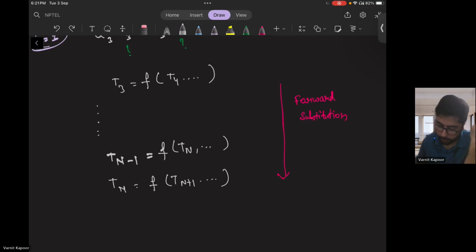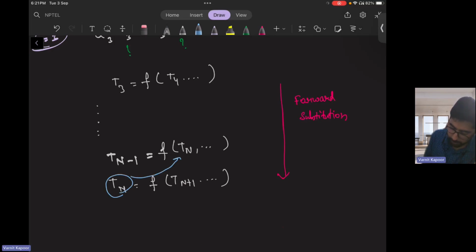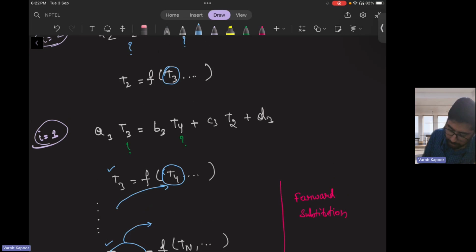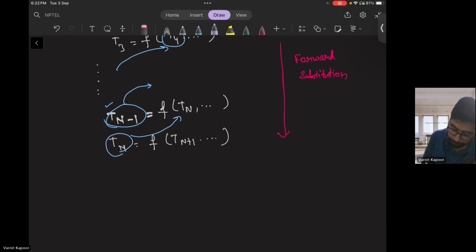All right. So you put the value in here, you get Tn minus 1. You put this value again back, you get Tn minus 2. Similarly, you will get T4. If you put the value, you get T3. Similarly, if you put the value T3, you will get T2. So that is called back substitution.